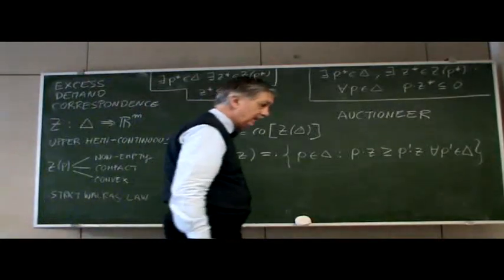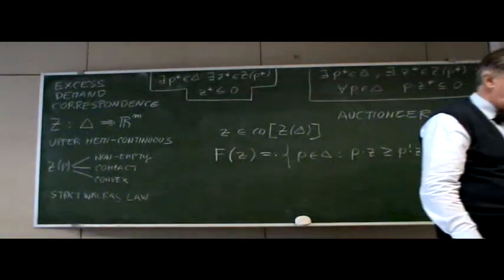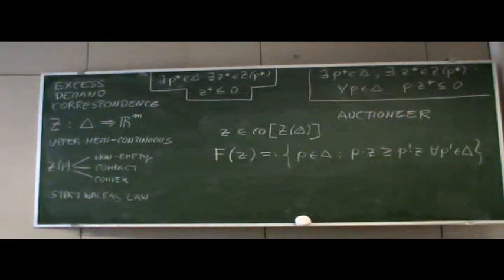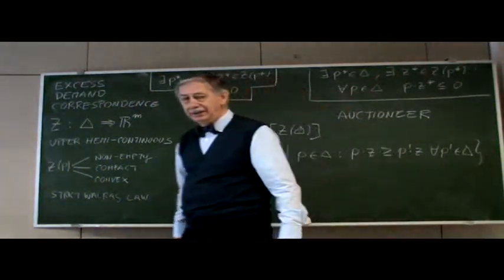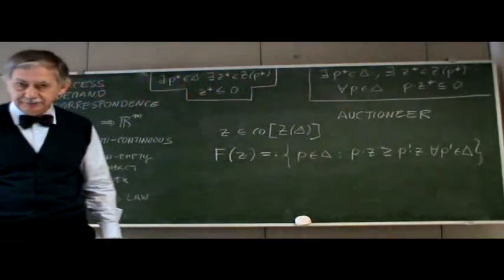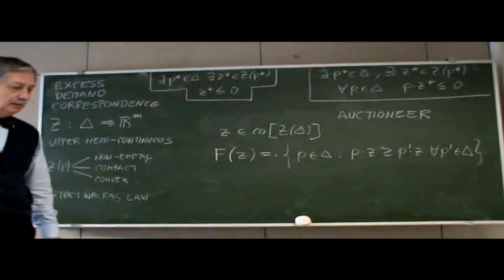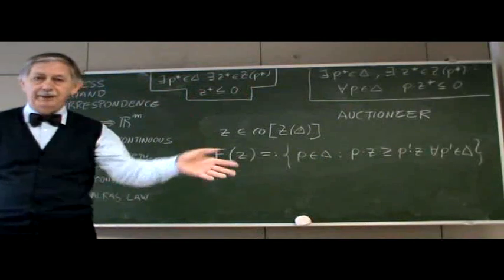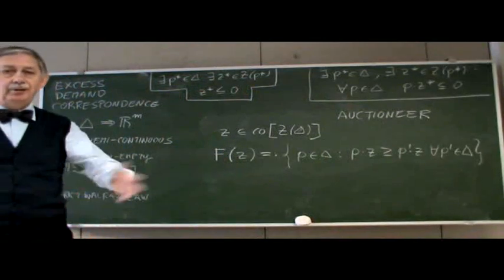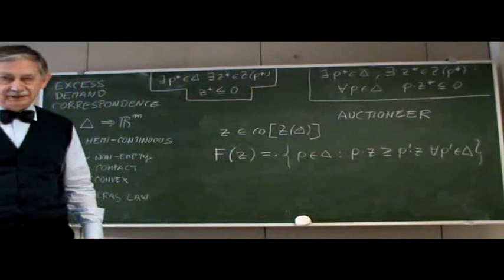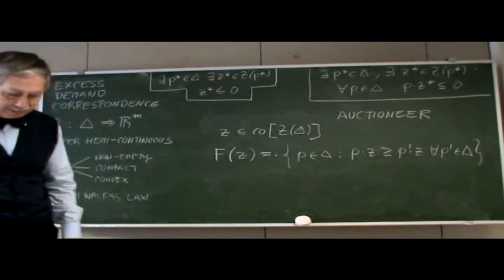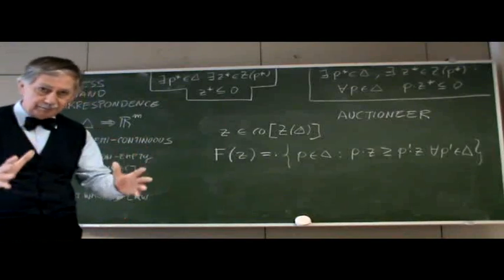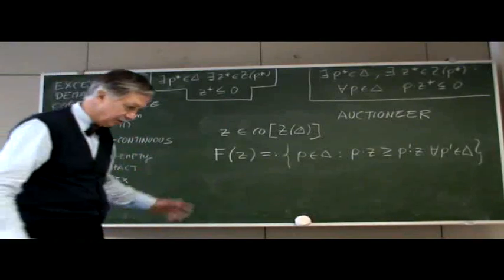Substantially, we must demonstrate that this correspondence F is upper hemicontinuous. When the proof of upper hemicontinuity is given, the theorem follows almost immediately. So let us have another break, and then we should prove the most difficult part of this proposition.